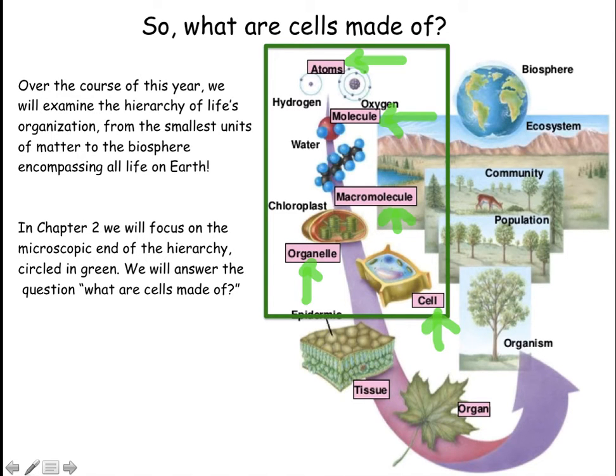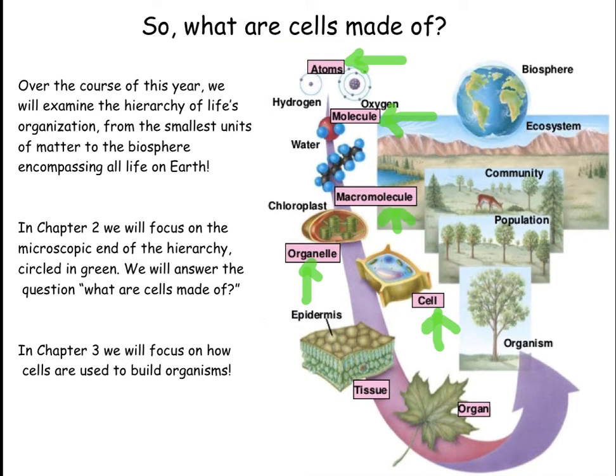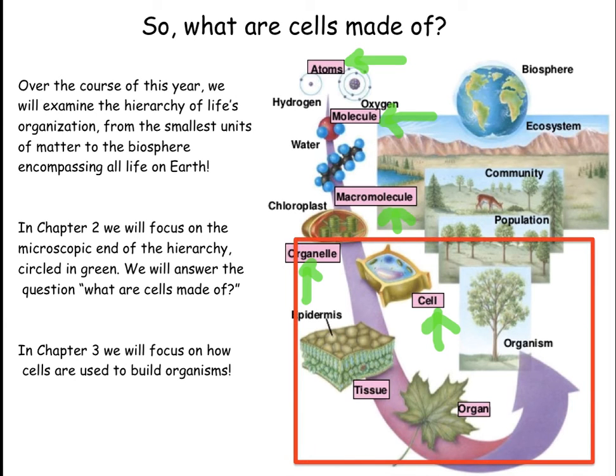So, I would like for you to be able to use all these vocabulary terms, atom, molecule, macromolecule, organelle, and cell, in their correct order to describe how matter is organized in living things. In the next chapter, we'll look at how cells are further organized into structures that will eventually make up an organism, shown in this red box. But that will be in Chapter 3.